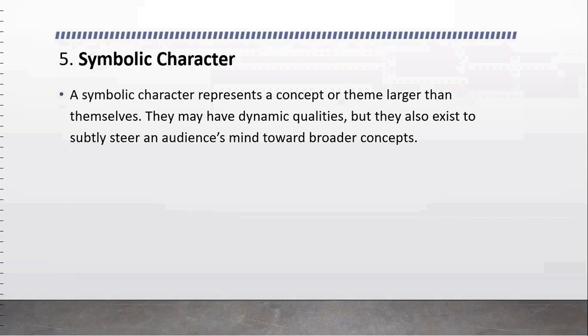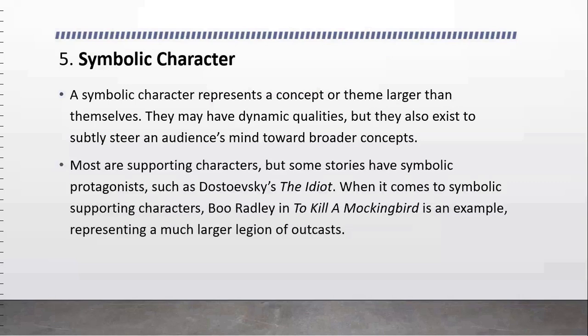Symbolic character. A symbolic character represents a concept or theme larger than themselves. They may have dynamic qualities, but they also exist to subtly steer an audience's mind towards broader concepts. Most are supporting characters, but some stories have symbolic protagonists, such as Dostoevsky's The Idiot. When it comes to symbolic supporting characters, Boo Radley in To Kill a Mockingbird is an example, representing a larger legion of outcasts.